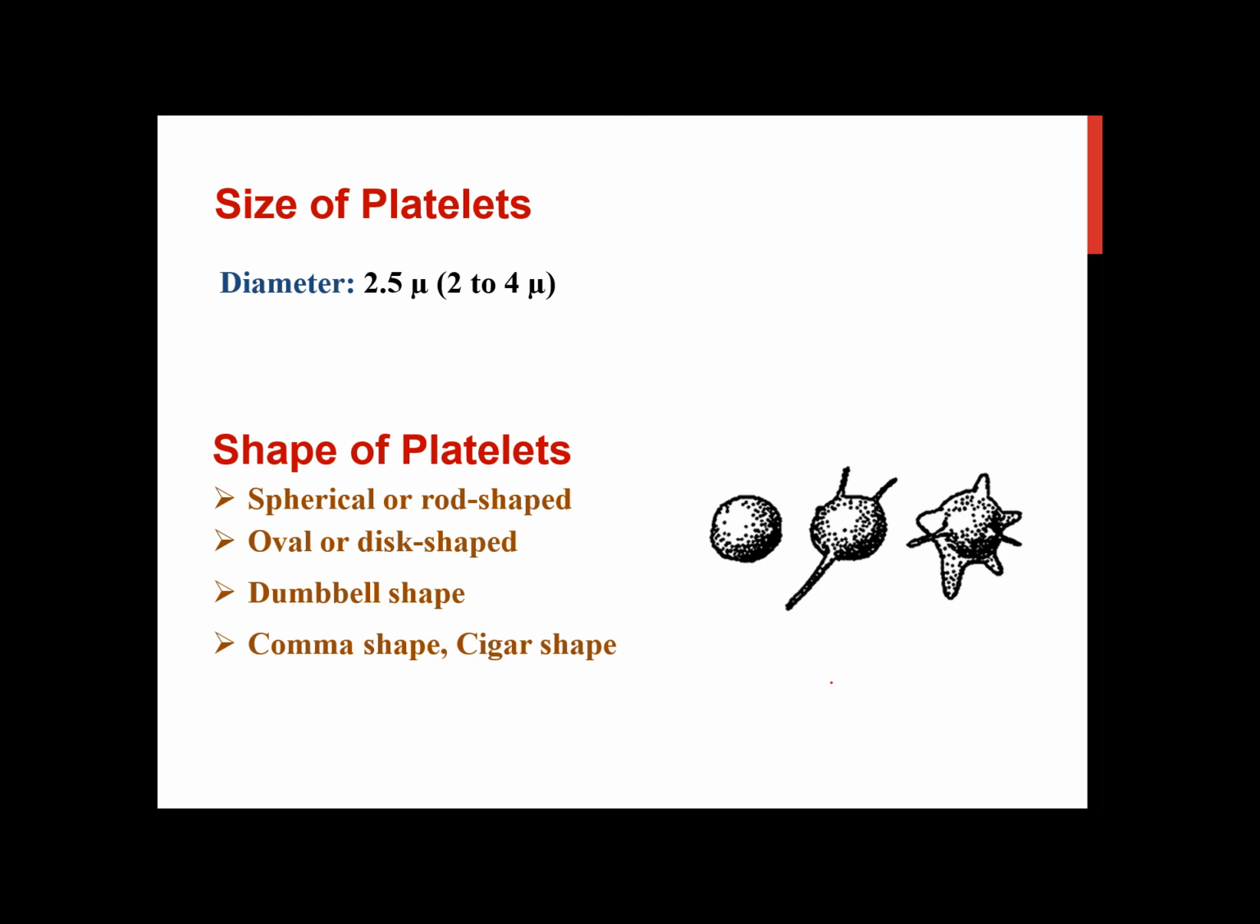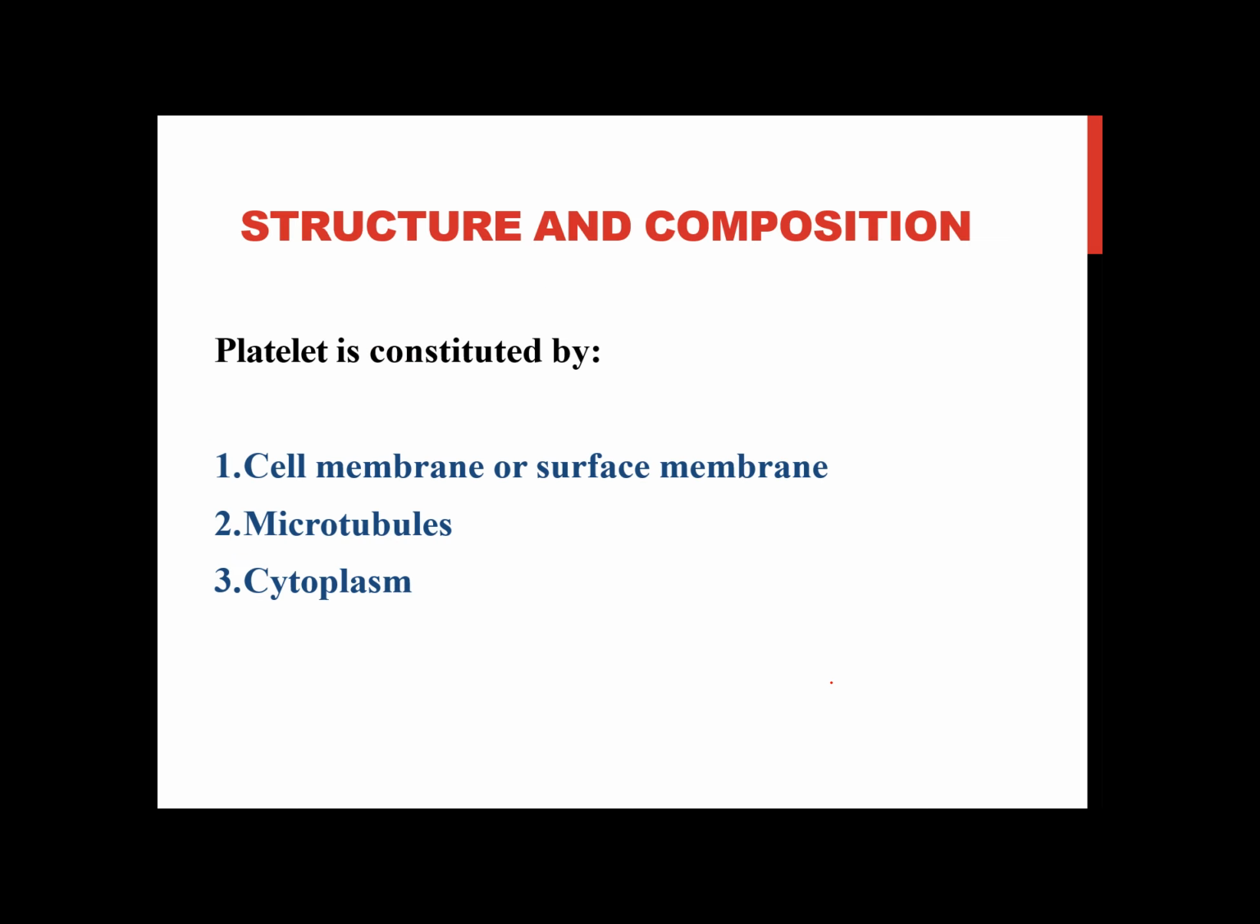Now, the size of platelets class is 2.5 micra or 2 to 4 micra. Now, the shape of your platelets would be spherical or rod shape, oval or disc shape, dumbbell shape, comma shape, and cigar shape. So iba-iba ang shapes nila, class. Pwedeng spherical, pwedeng oval, pwedeng dumbbell, comma, or even cigar shape.